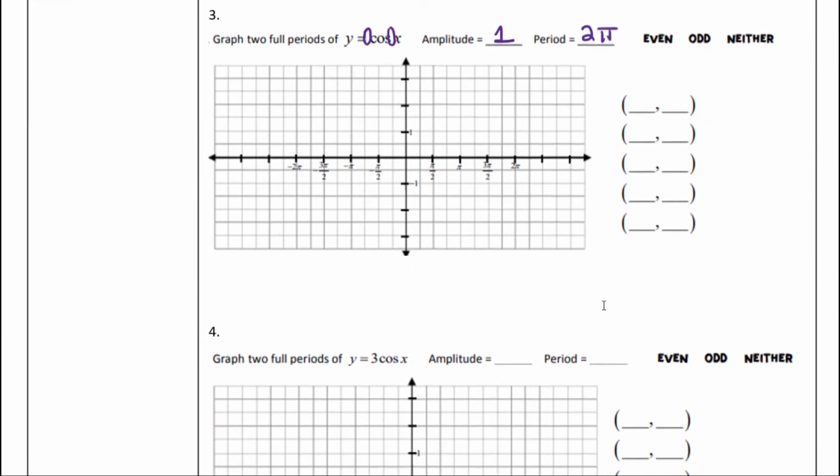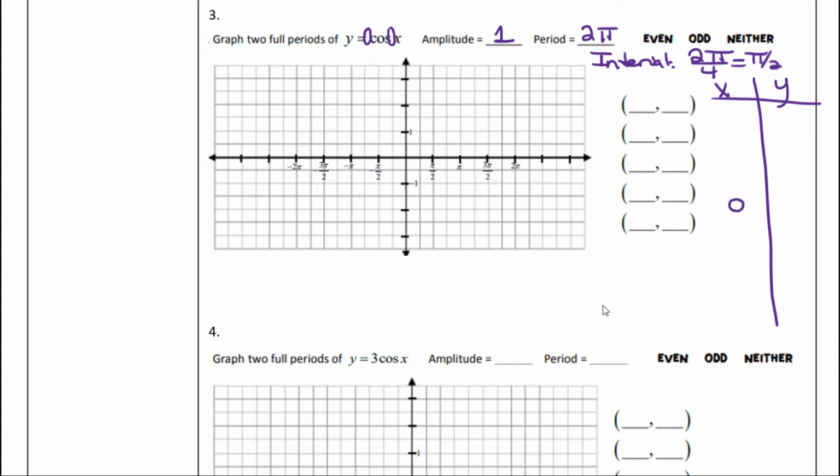All right, going back to this graph, we have to do an XY table again, but let's do the interval right here. Again, when we do the interval, I want 5 points. So I'm going to do 2 pi divided by 4, which is pi over 2. So I'm going to go ahead and do my X and Y now. All right, so I'm going to start at 0. We're going to do negatives. So we're going to use the same values that we use for the sine because our interval is the same.